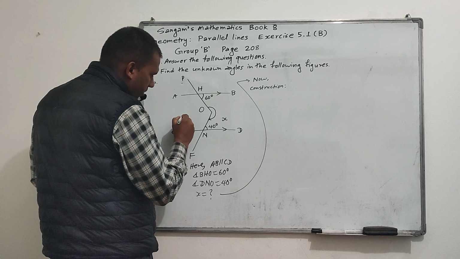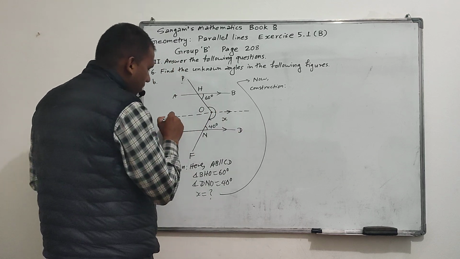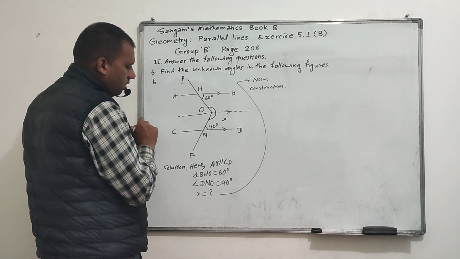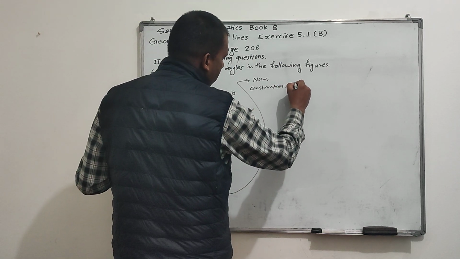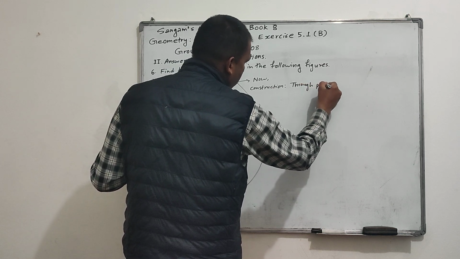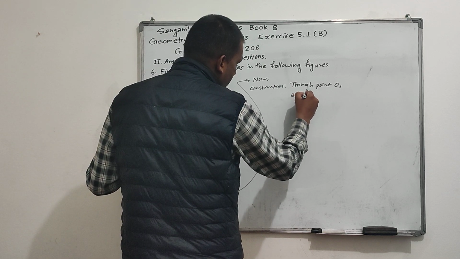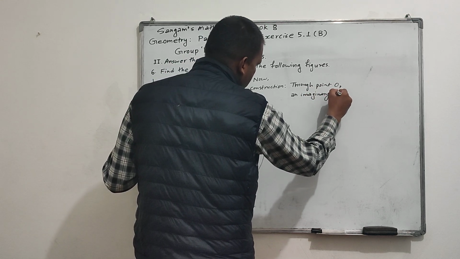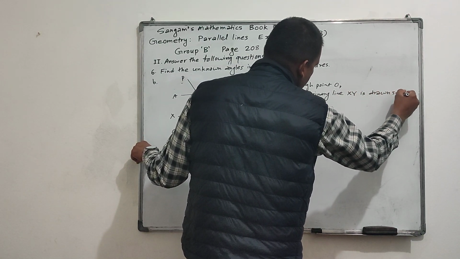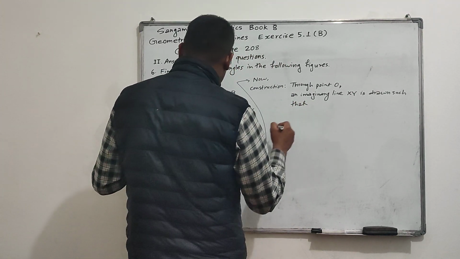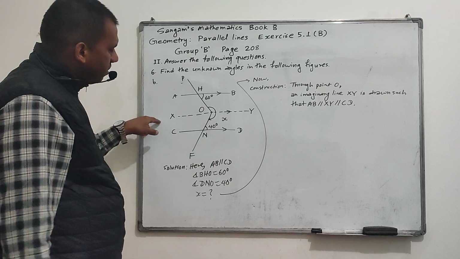Through point O, we can draw an imaginary line, suppose its name XY. Construction: through point O an imaginary line XY is drawn such that AB parallel to XY parallel to CD. All three lines, AB, XY and CD, are parallel.